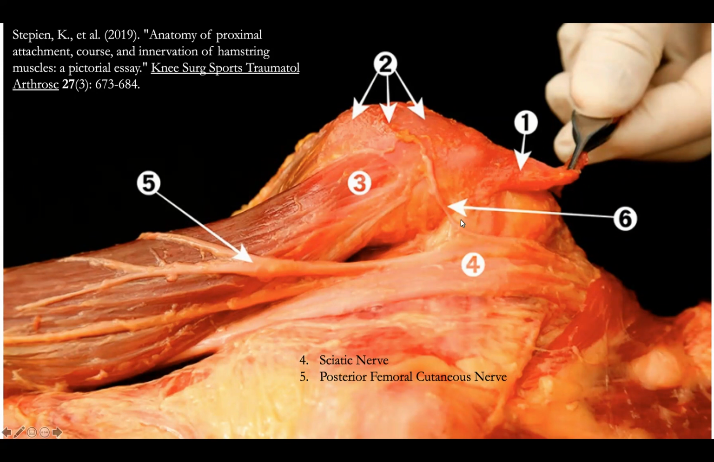Also take note of this recurrent branch here coming off the sciatic nerve. That's going to innervate the tendon and the bursa of the ischial region.